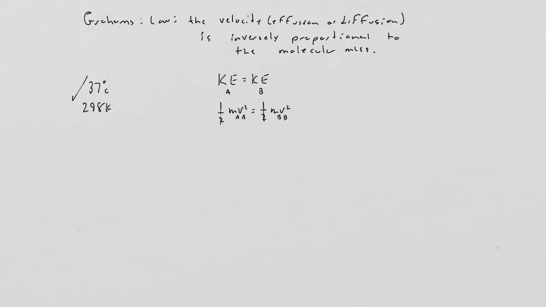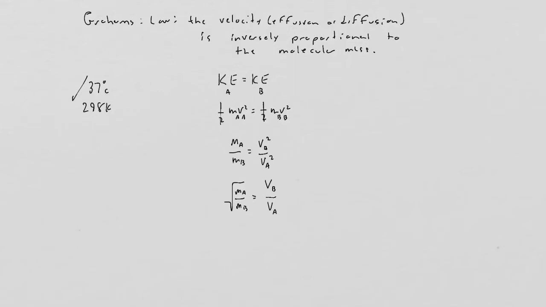So there's two versions of this formula. The first version would be this: M of A over M of B equals the velocity of B squared over the velocity of A squared. The other one involves taking the square root of the two sides. So you would have square root of the molecular mass of A over square root of the molecular mass of B equals V of B over V of A.